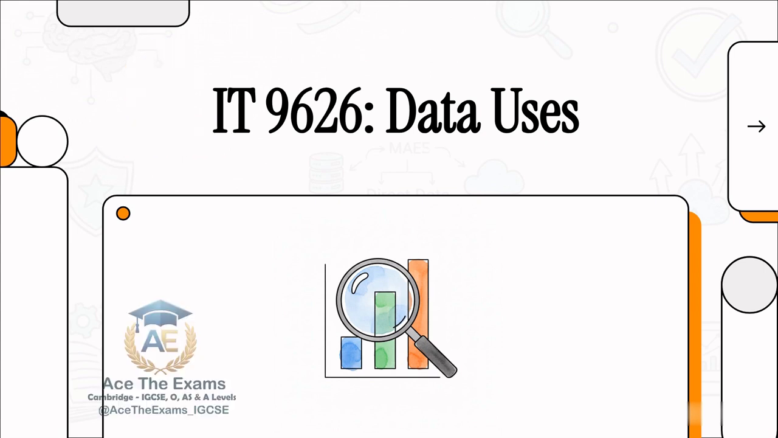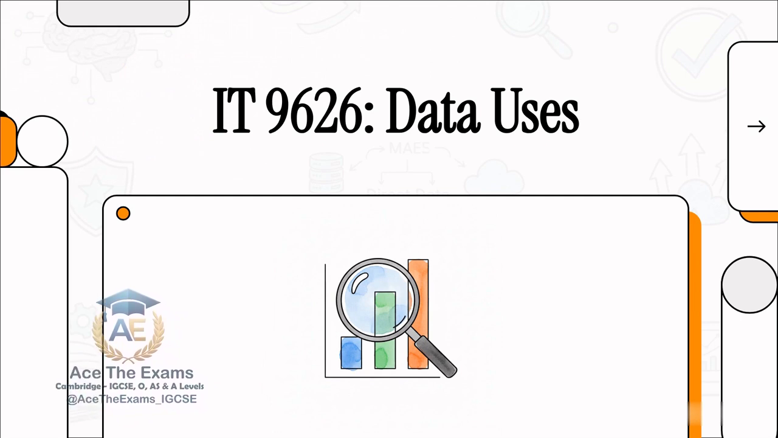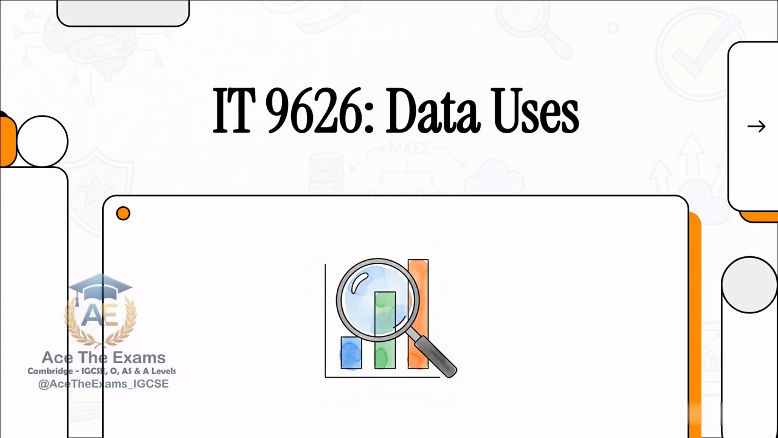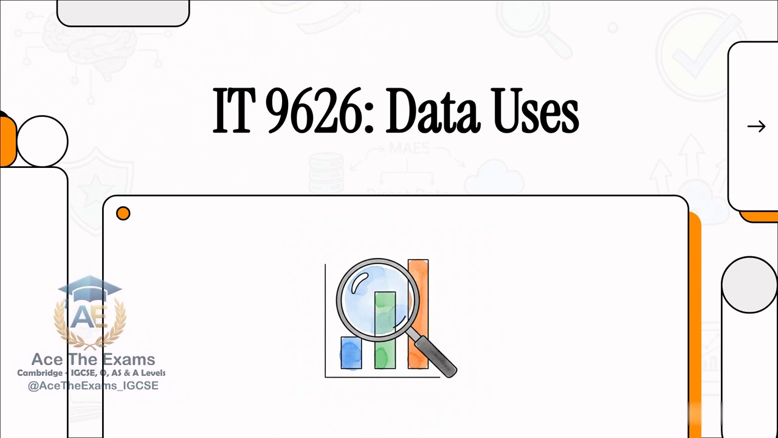If you are a student navigating this course, whether you're looking at 0417, 0478, 2210, 9618, or specifically the 9626 IT syllabus we are dissecting today, you already know that grasping the distinction between direct and indirect data uses sounds straightforward on paper, but in practice, in the exam hall, it is a massive stumbling block.